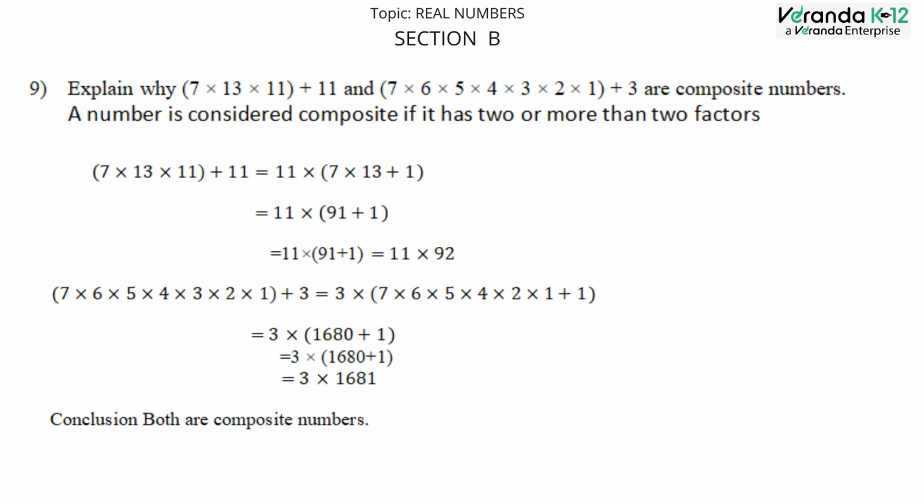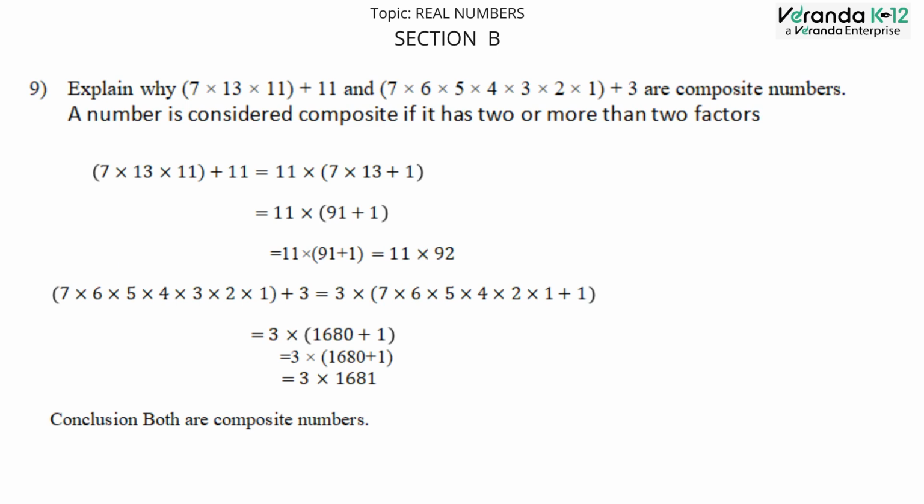Let us consider the first expression, that is 7 × 13 × 11 + 11. By taking the number 11 as common, we get 11 × (7 × 13 + 1). By simplifying, we get 11 × 92. So this expression can be written as 11 × 92, which has 2 factors.